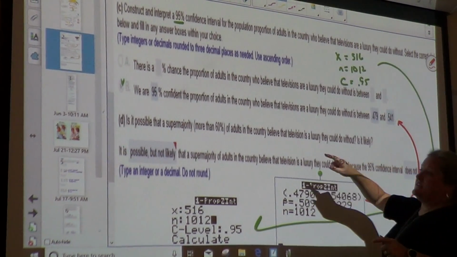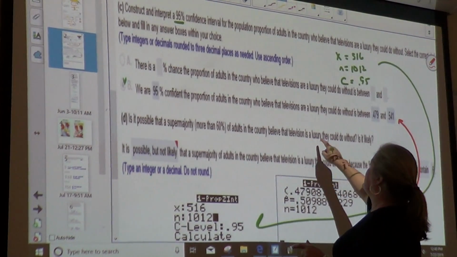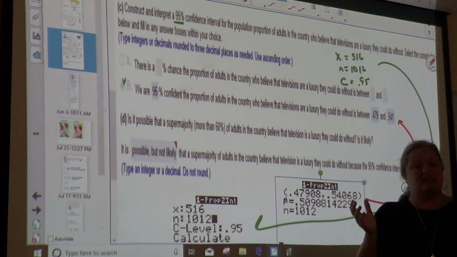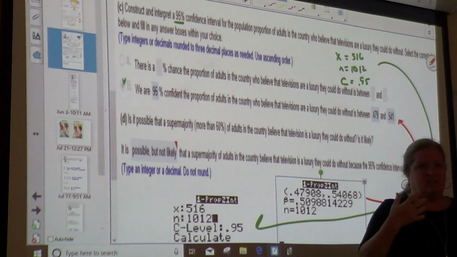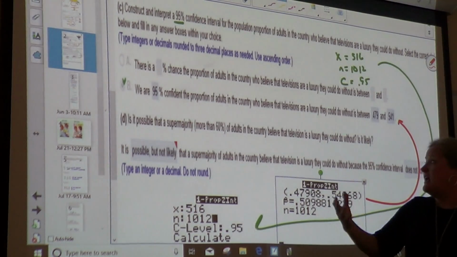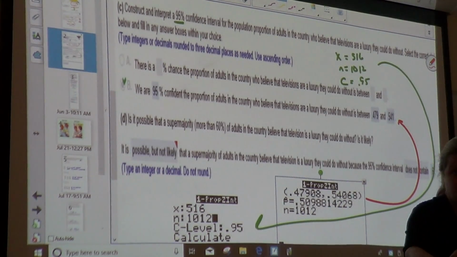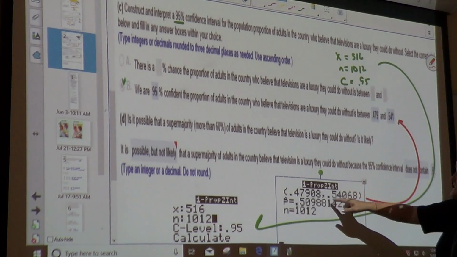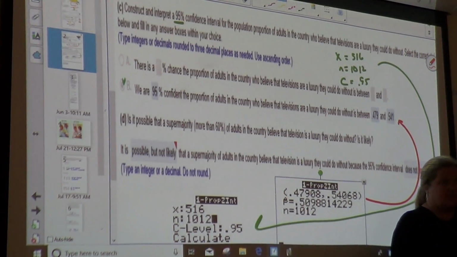Now, the next question says, is it a possibility that more than 60% of adults in the country believe that TV is a luxury they could do without? Y'all, this is like when people are doing an election, and they've already put on that the president has won and we hadn't even voted on this coast or in California. How do they know the president's won? They had this huge sample size of several 100,000 people, and they said because of the sample size and the margin of error, we are 99% confident that if the rest of the people voted in the United States, he's still going to win.